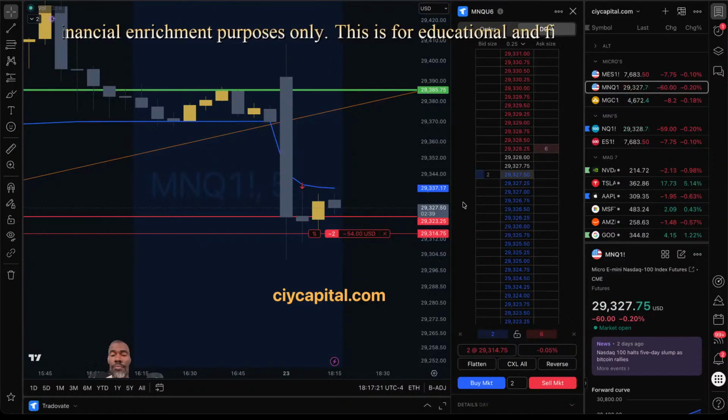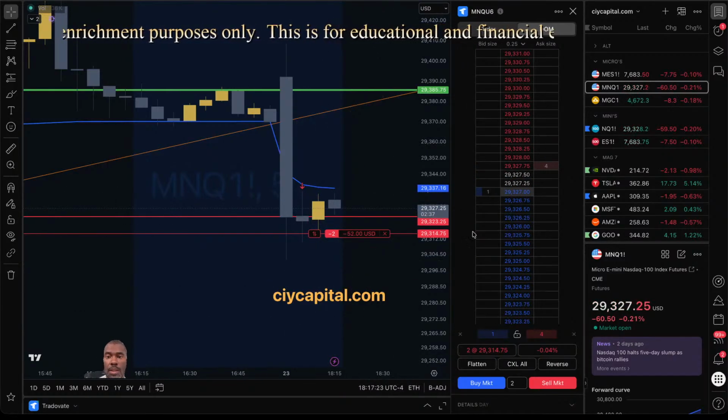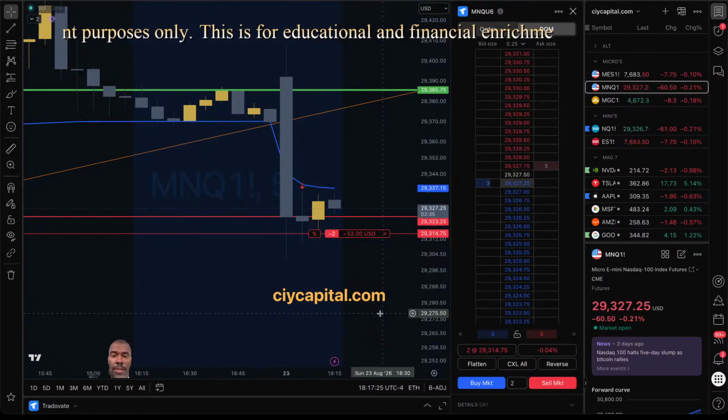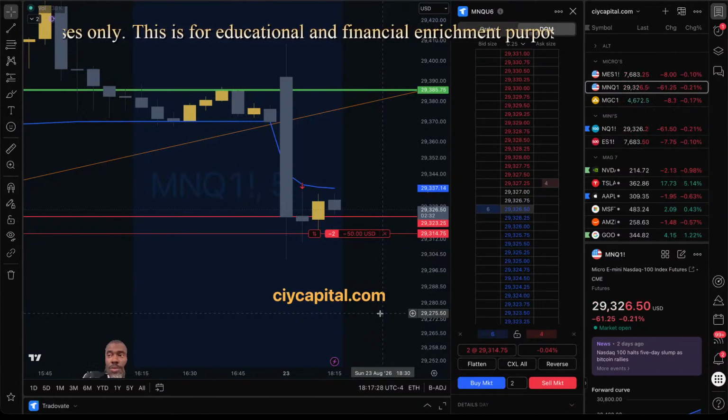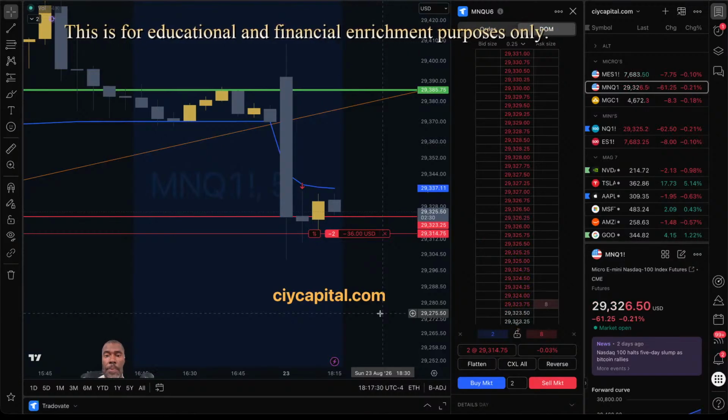All right, so we got 2 minutes remaining. Let's see if the sellers are going to take control and drive the price back to the downside.